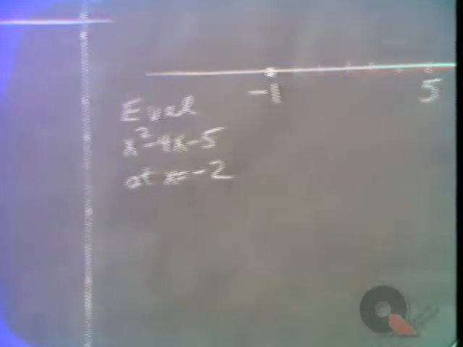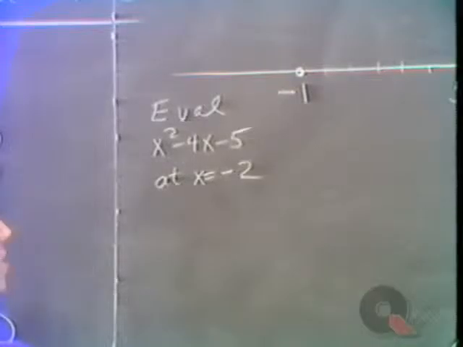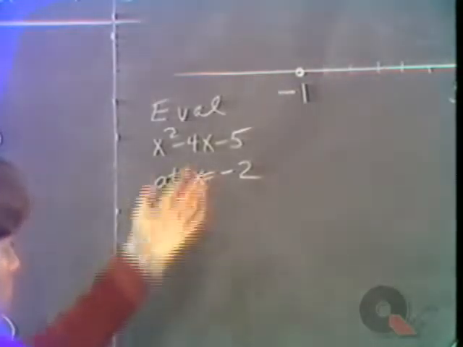Anything less than minus 1 would have been acceptable. I could evaluate it at minus 99.5. Okay, but I want something simple.